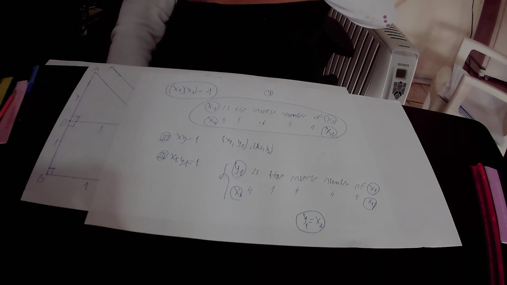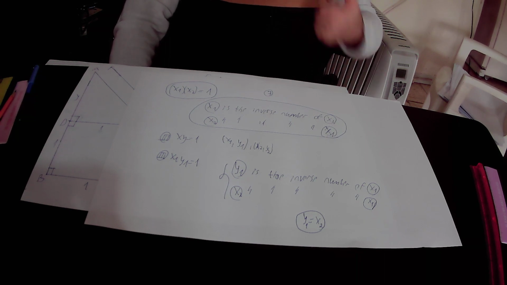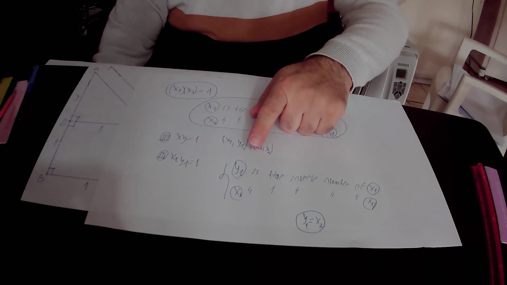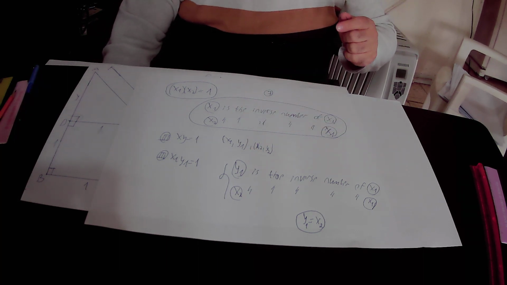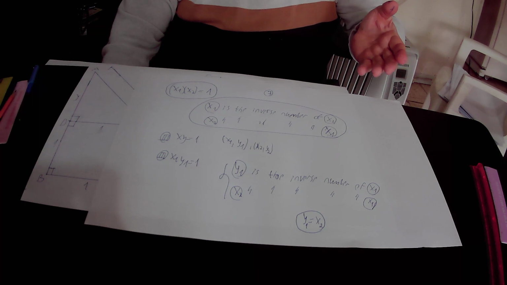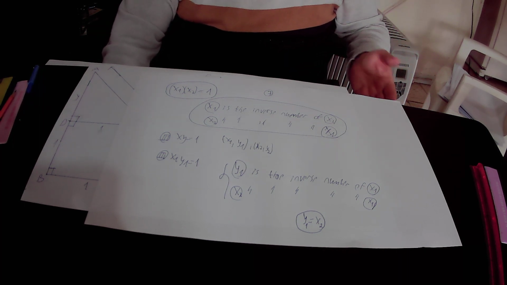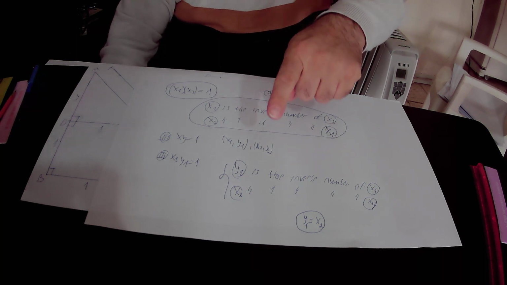So we have two numbers, y1 and x2, that are the inverse number of the same number, x1. And because every number has only one inverse number, y1 must be equal to x2. Otherwise, x1 would have more than one inverse number. Therefore y1 must be equal to x2.